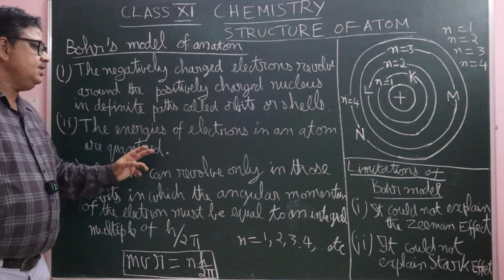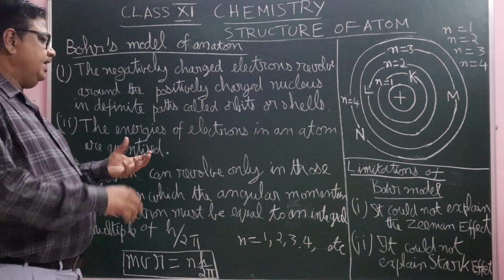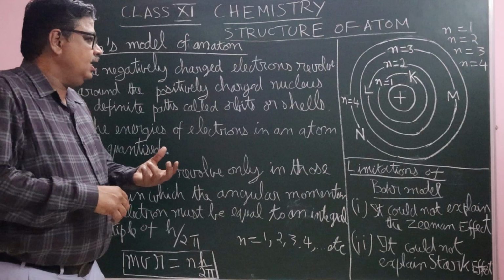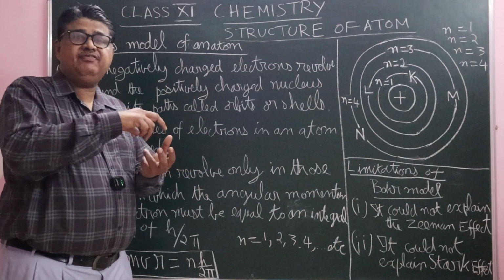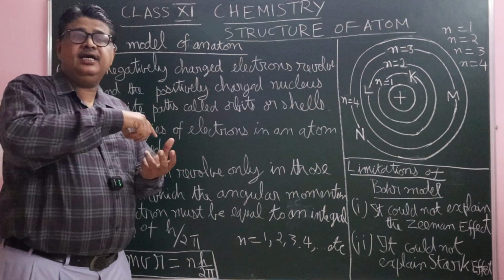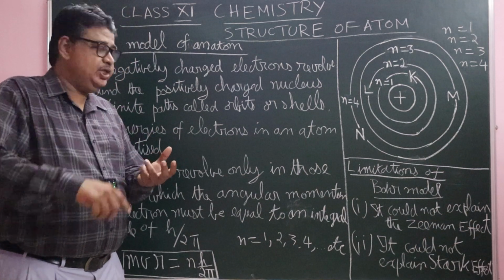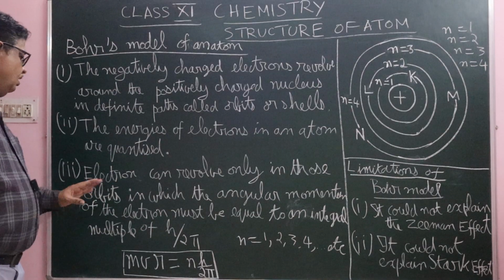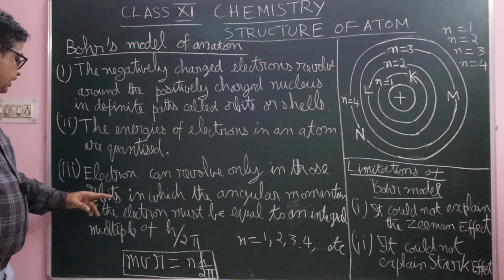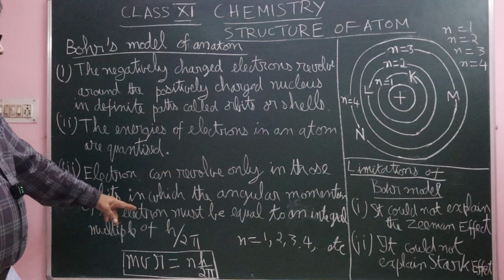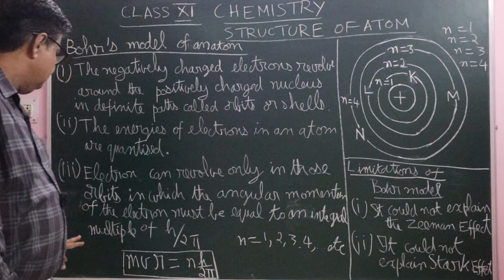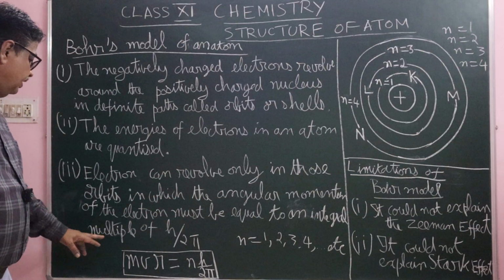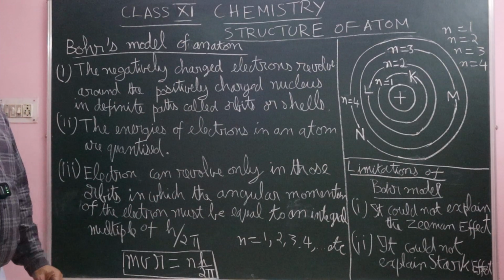That is, the electrons revolving in circular orbits will have definite energy. That is, the energies of the electrons are quantized. An electron can revolve only in those orbits in which the angular momentum of the electron is equal to an integral multiple of h by 2 pi.